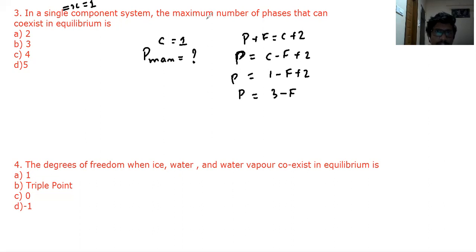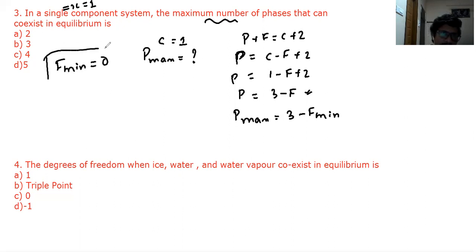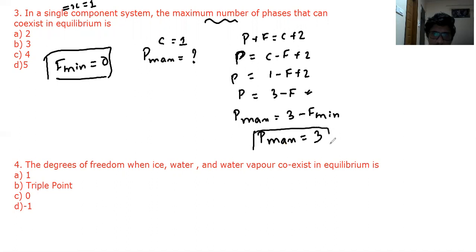Our objective is to find the maximum number of phases. So the maximum number of phases, from this equation, corresponds to minimum degree of freedom. We know that the minimum degree of freedom that can exist in a system is 0. So substituting it, we get the maximum number of phases as 3. So according to the question, option B is the correct choice.